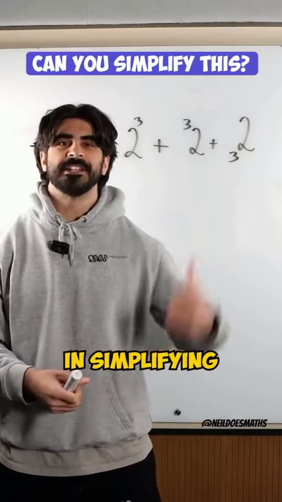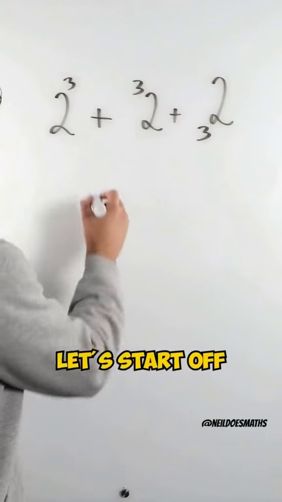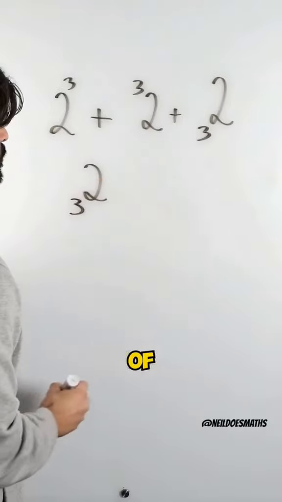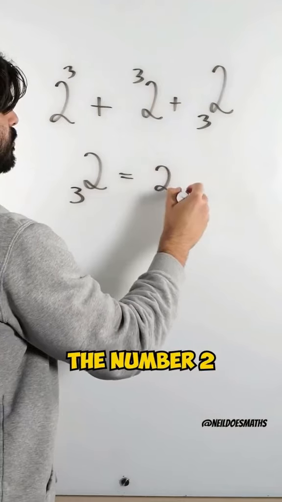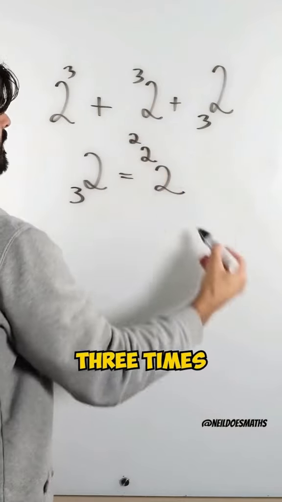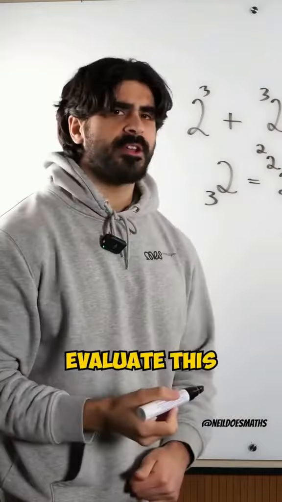Would you feel confident in simplifying this expression? Well, let's start off with the third pentation of 2. Remember, pentation is repeated tetration. So writing the number 2 3 times in this diagonal. How do we evaluate this?